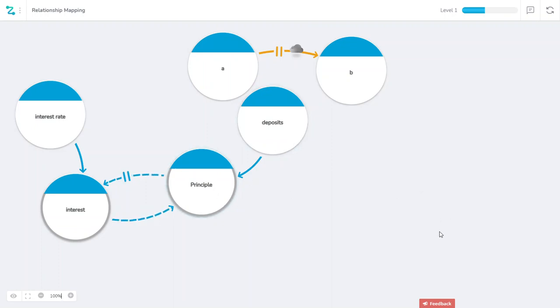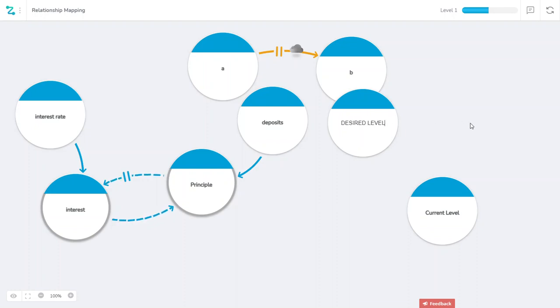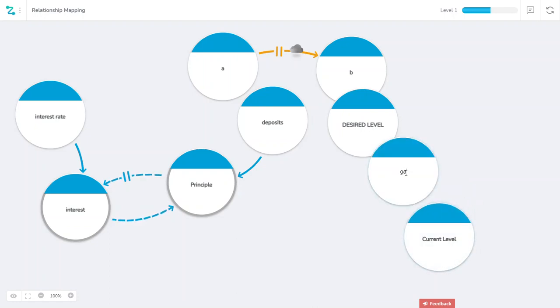Let's go ahead and now fill a bathtub with water, so that I have a current level in the bathtub, which is a stock. The bathtub is something that accumulates something over time. And I have a desired level, which is a constant. In other words, I want the bathtub to be full, which is X number of gallons. The difference between these two is what might be referred to as a gap.